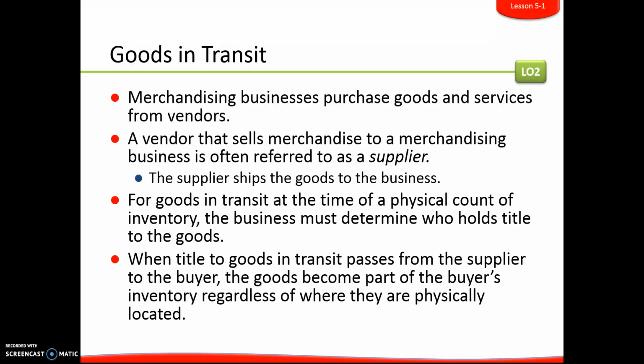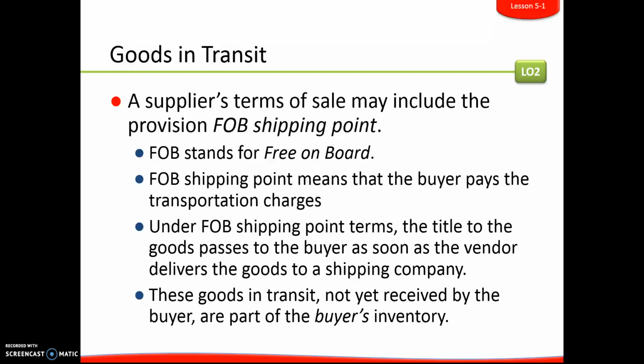So if you are doing inventory at the time where the goods are being shipped, who holds essentially the rights to those goods? When the title to goods in transit passes from the supplier to the buyer, the goods become part of the buyer's inventory regardless of where they're physically located. So it doesn't matter where they're at in terms of transit. When the title to the goods passes from supplier to buyer, they become the buyer's possessions.